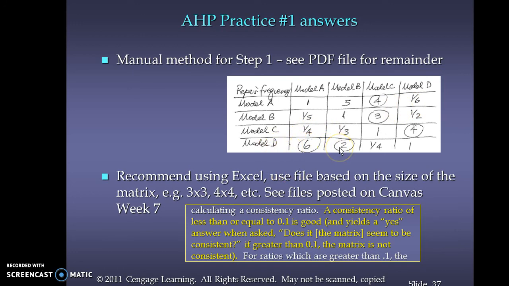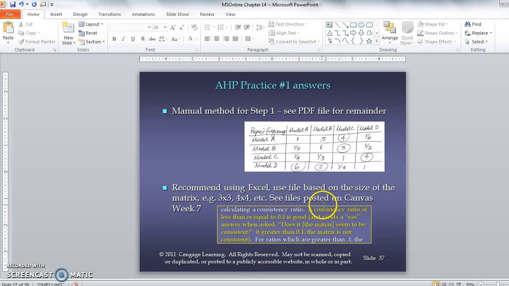Let's look at D compared to B. Well, to solve that, we would have to see how B compared to D. And that was 1/2. Therefore, this would be the inverse. Similarly here, the last cell, C compared to D. We'd have to find how D compared to C. That was 1/4. Therefore, this would be the inverse. So it's pretty simple, straightforward logic. I hope you follow that. I'll give you some more examples. But I do recommend you use Excel. Use the file based on the size of the matrix, whether it's 3 by 3, 4 by 4, and so on. The files are posted on Canvas.